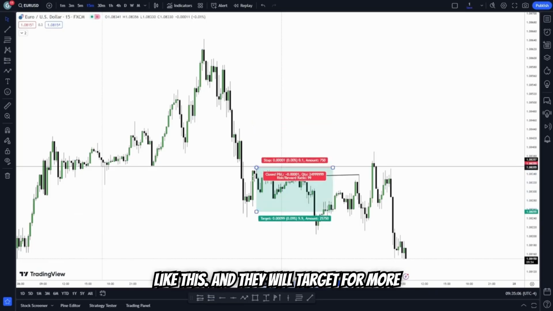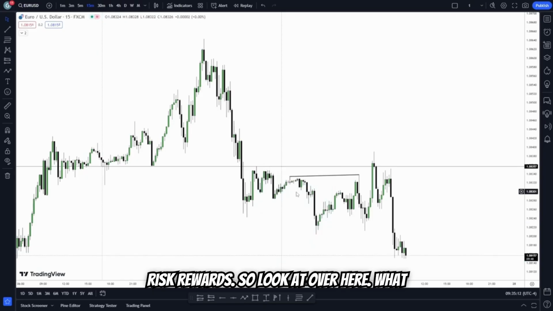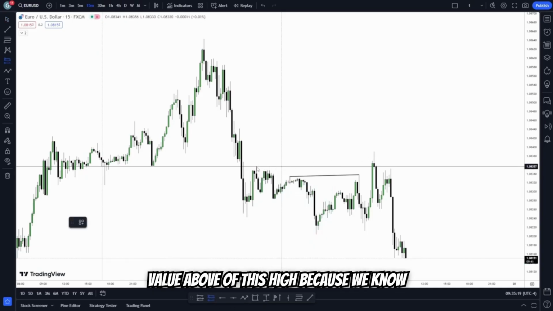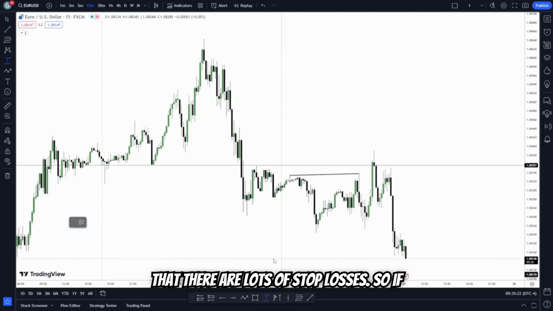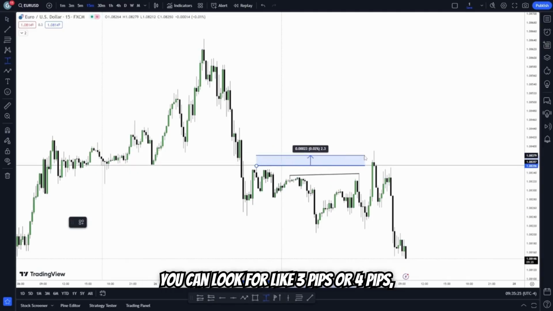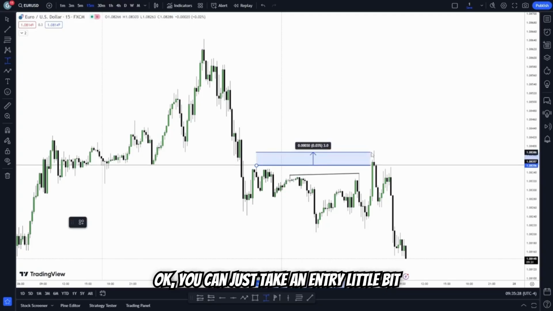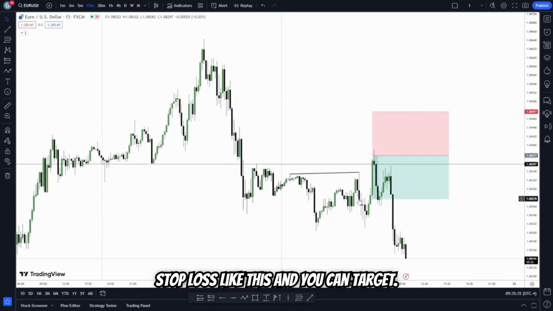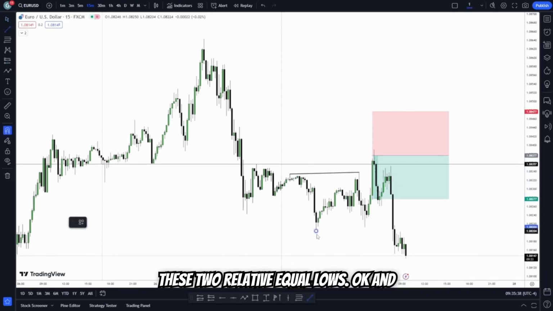They will do break even like this, and they will target for more risk rewards. So look at over here. What we will do is we will just take an entry a little bit above of this fair value, above of this high, because we know that there are lots of stop losses. So if you can look for like 3 pips or 4 pips, you can just take an entry a little bit above of this, and you can place a 10 pip stop loss like this, and you can target these two relative equal lows.